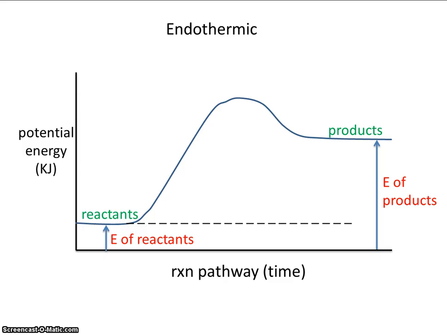Now, if that line represents the energy of the reactants, this is how much energy has to be supplied in order to get the reaction to go. Do you remember what that's called? The minimum amount of energy that has to be supplied in order for a reaction to go? Well, that's the energy of activation.